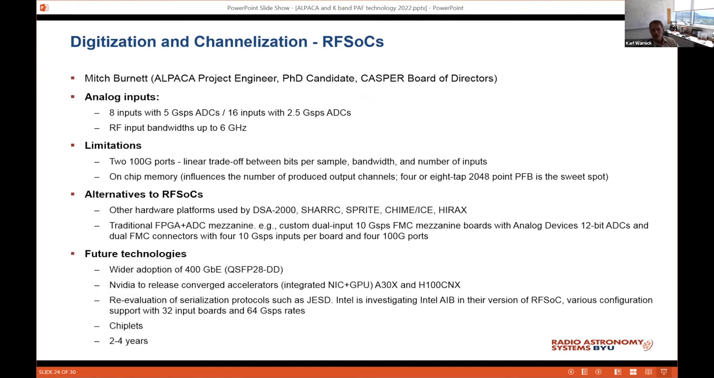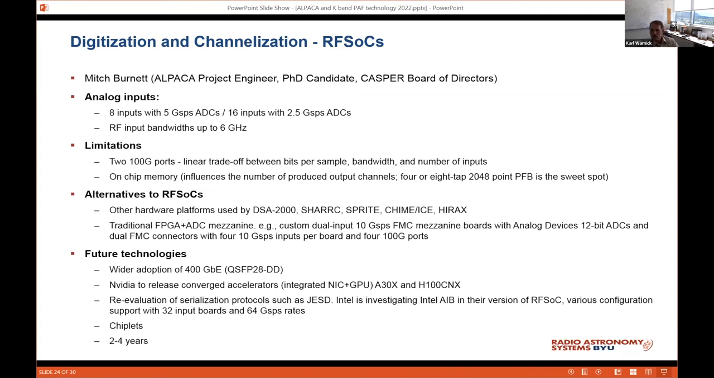There are some future technologies that you can't buy right now. 400 GbE would be the natural next step. There are 400 GbE Ethernet technologies. We don't yet have those for RF SoCs. There are accelerators that are faster, kind of in the GPU family, that hopefully will come out. Better protocols for getting bits from the ADCs into the signal processing. Intel hopefully is going to get into the RF SoC game and create some competition for Xilinx.